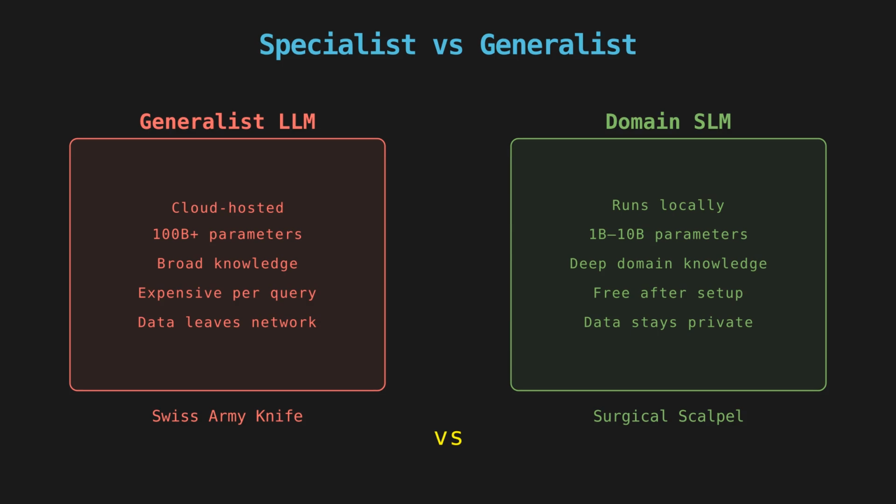The cloud LLM has broad knowledge across thousands of topics, but it does not know your specific business, your internal processes, or your proprietary data. The domain SLM is trained on your data, understands your domain deeply, runs on your infrastructure, and keeps your data private. The question is not which tool is better in absolute terms. The question is which tool is right for your specific task. For broad creative brainstorming, reach for the Swiss Army knife. For a specialized business workflow, reach for the scalpel.